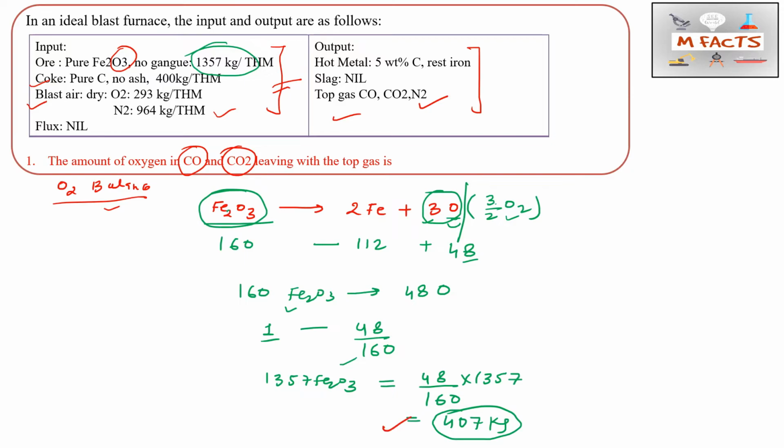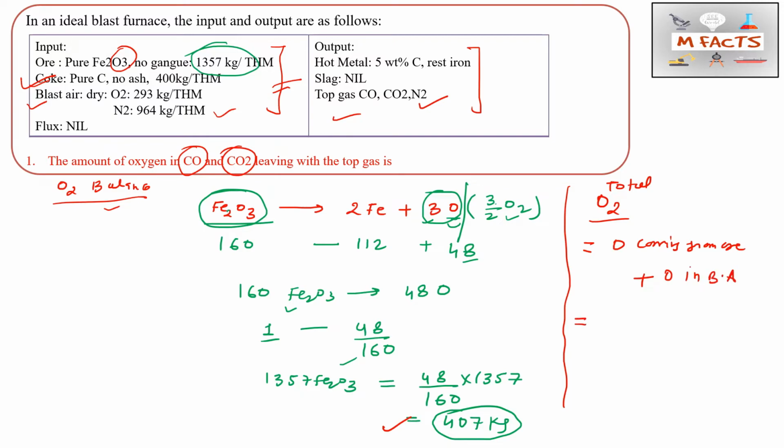So total oxygen will be the oxygen coming from the ore plus the oxygen coming from the blast air. There is no oxygen in the coke, but there is oxygen in the blast air. In blast air we have 293, so we can write oxygen in blast air. The weight of oxygen coming from ore is 407 kg, and oxygen in blast air is 293 kg per ton of hot metal, as they have given.